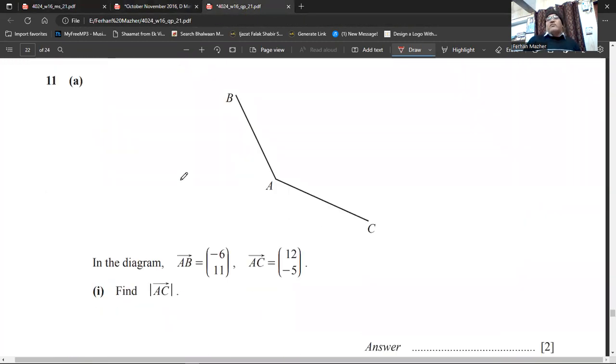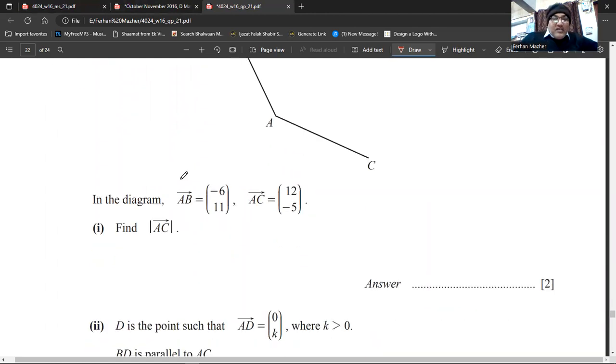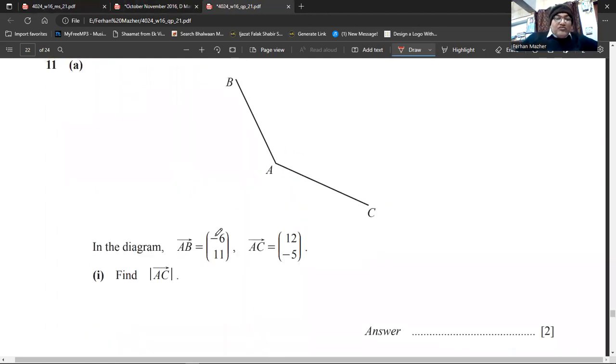Okay, here we have question number 11. It's A part. He says in the diagram, AB is equals to minus 6, 11. AC is equals to 12, minus 5.